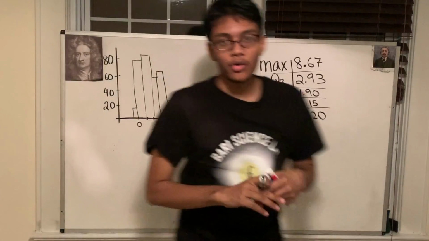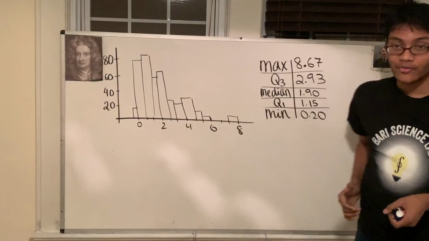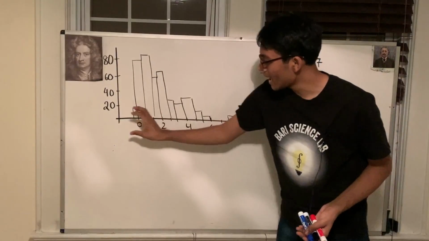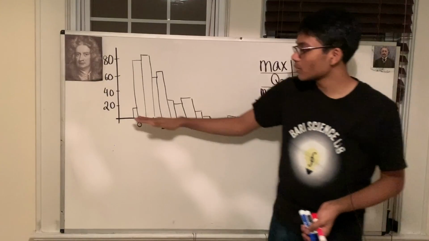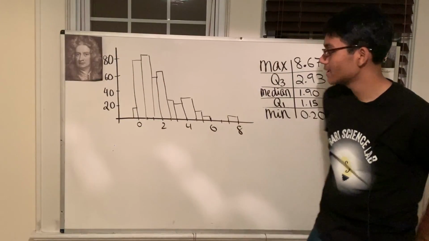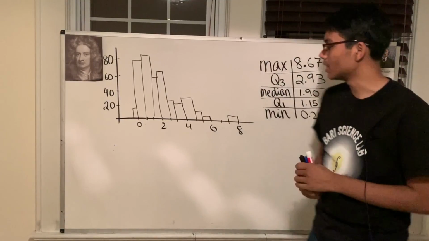Alright, folks, so we finally drew our histogram, and what do we have here? Well, first and foremost, on our x-axis we have the wind speed in miles per hour, and on the y-axis we have the number of days. Okay, so it's actually worth writing that down. I'll do that pretty soon.